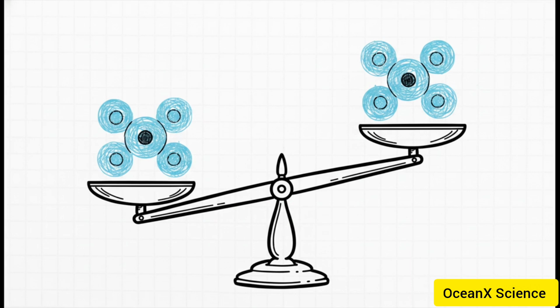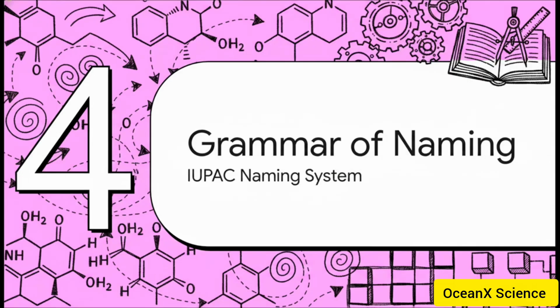To obey this fundamental law of the universe, we always balance our chemical equations algebraically. If you start with 4 hydrogen atoms on the left side of your equation, you must find 4 hydrogen atoms on the right side. It's not magic, it's just making sure the math adds up. Next up, section 4, the grammar of naming.